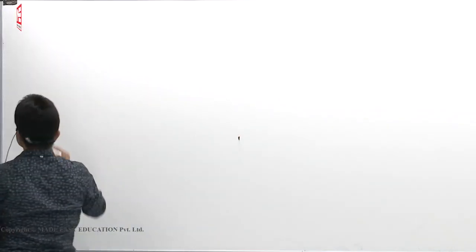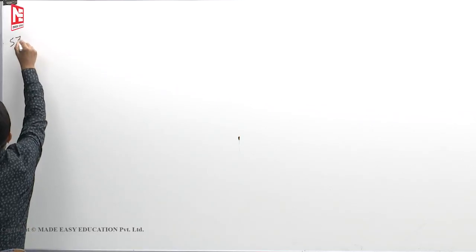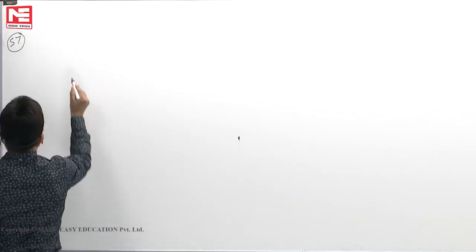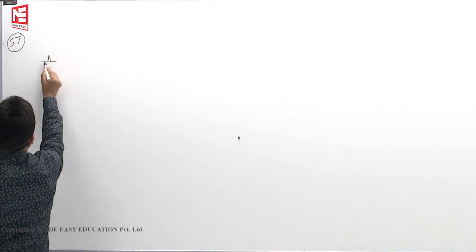Now, let us see the next question. 57. Dead load of the beams is W by 2 per meter run.